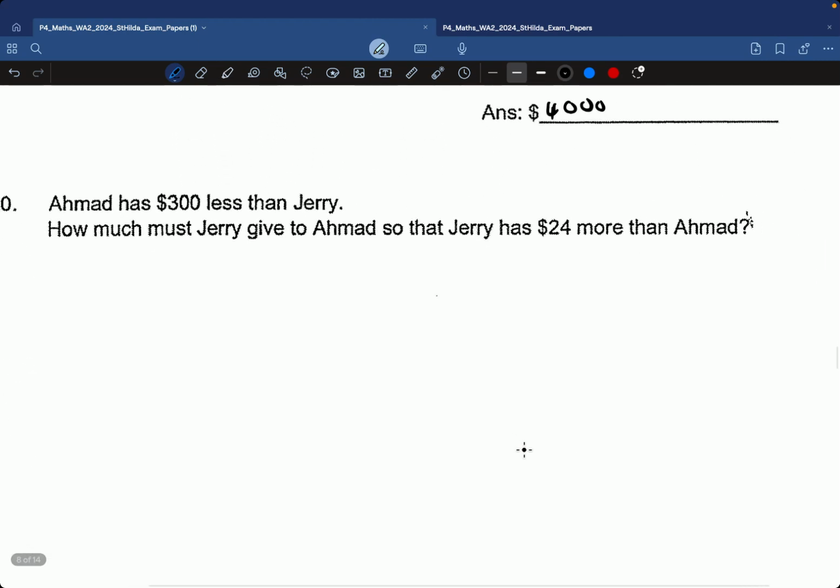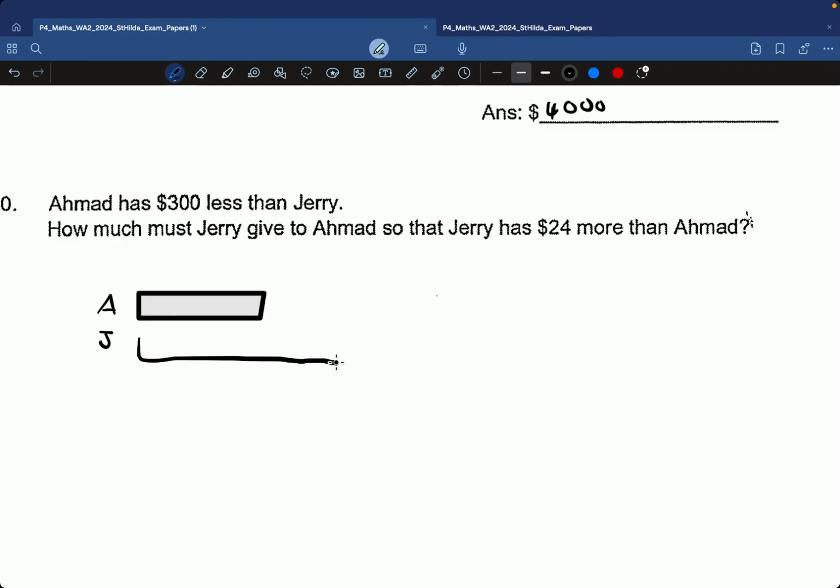All right, Ahmad has $300 less than Jerry. How much must Jerry give to Ahmad so that Jerry has $24 more than Ahmad? Okay, so let's do some model drawing if you want. So Ahmad and then Jerry. So Ahmad over here has this much. I think Jerry has more. Okay. So when it says over here that Ahmad has $300 less, that means this $300 less. So if you were to put here, this is $300.